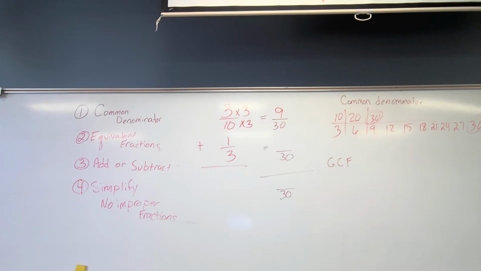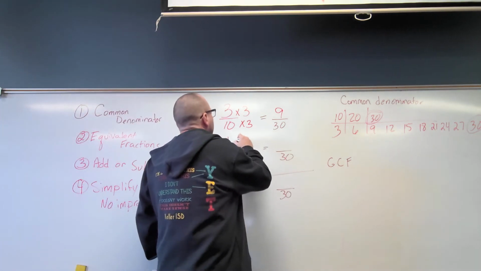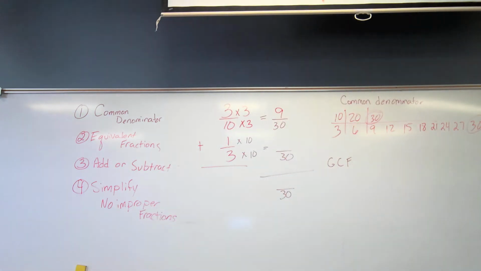Okay. 3 times what is 30? Good. I multiply my denominator by 10. I must also multiply my numerator by 10. And Eva, 1 times 10 is? 10.